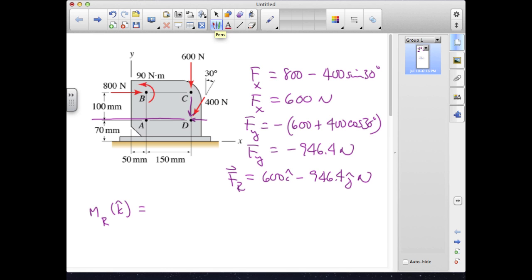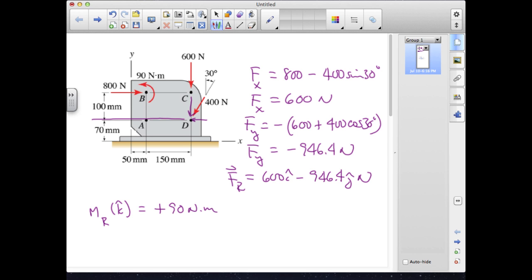So our resultant moment, which is in the K direction, has four contributions. First, the 90 Newton meter moment, which is, again, a force couple. That has the same influence everywhere in the body. So even though that 90 Newton meters is shown at B, it has the same influence at A, and we'll say there's a plus 90 Newton meter contribution from that.